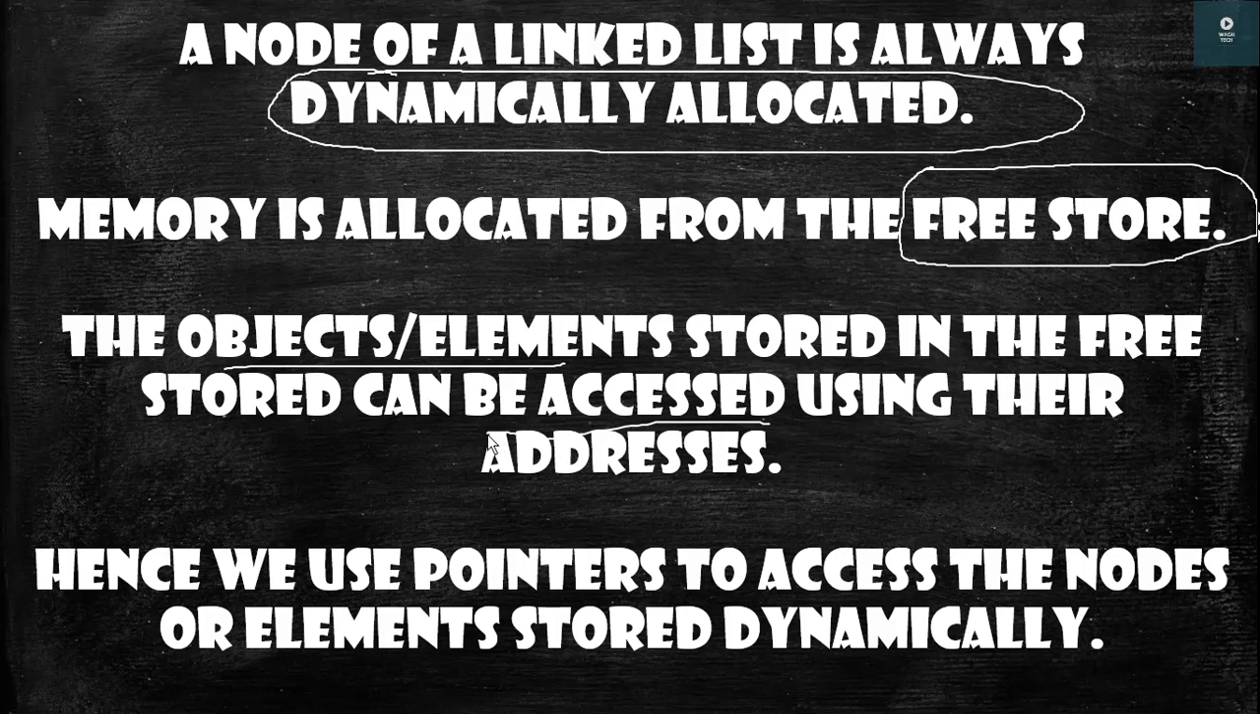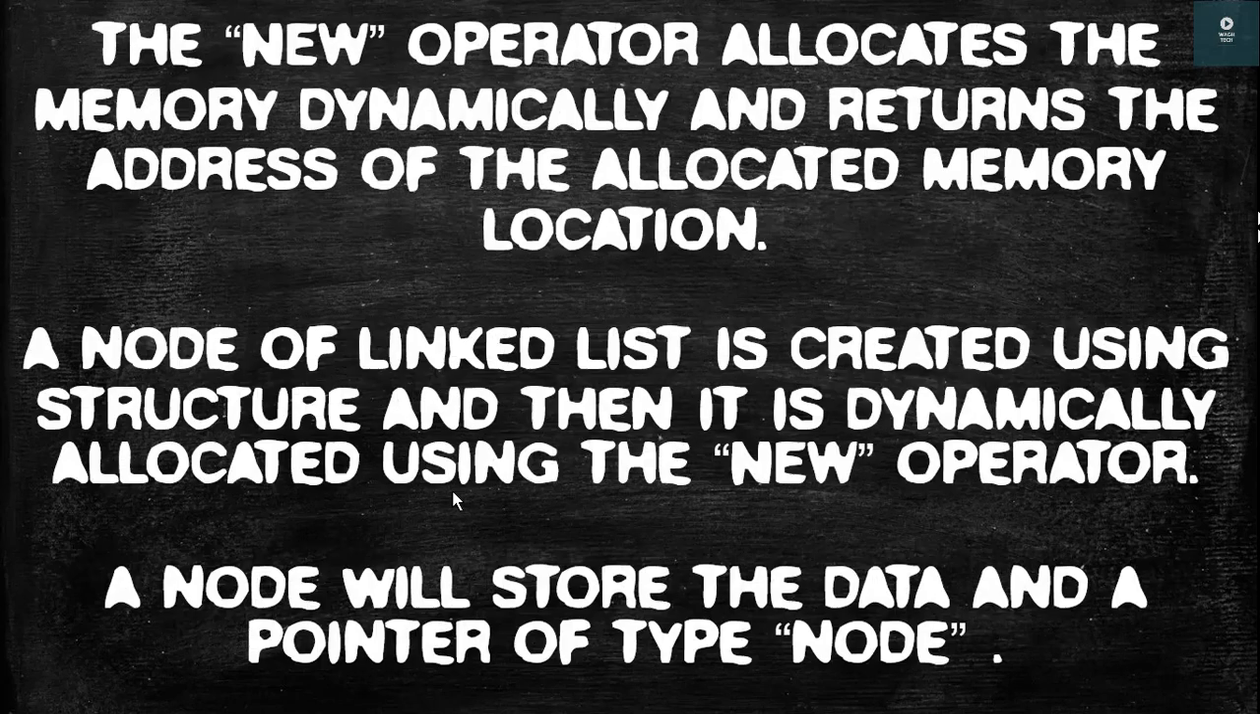So the elements stored in the free store, that is, the elements stored by dynamic memory allocation, can be accessed by using their addresses. And since pointers are used for storing addresses, we use pointers for accessing the elements stored in the free store. Hence, to access the nodes, we'll use pointers.